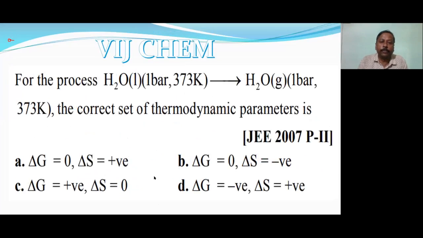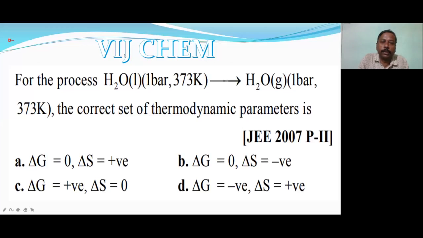The process of H2O liquid at 1 bar and 373 Kelvin. This temperature is very important: 373 Kelvin is the boiling point of water. H2O gas at 1 bar. That means it is at equilibrium. Then you have to identify the correct set of parameters.